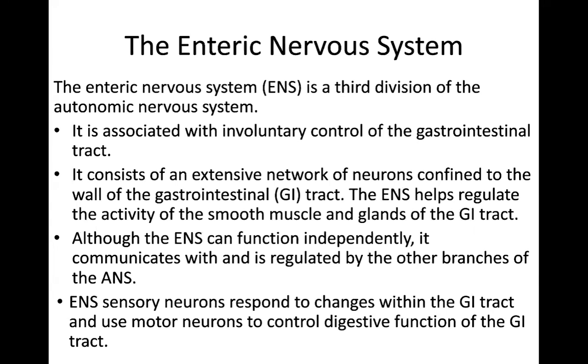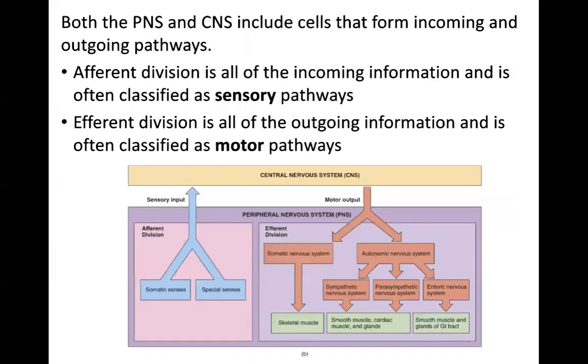The ENS sensory neurons are going to be sensitive and respond to changes within the GI tract. They monitor things like the stretch of our stomach, the pH of our stomach, that kind of stuff. And then they use motor neurons to control digestive function, which once again is going to cause secretion of glands and contraction and relaxation of certain muscles. Okay, we'll talk more about the ENS later on in the semester, when we talk about the digestive system, is when we'll really get into that.